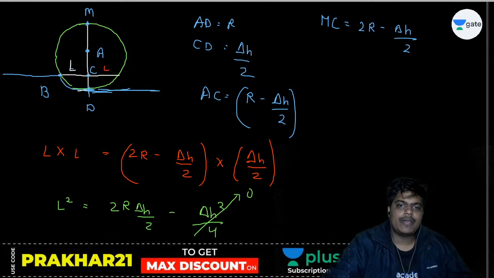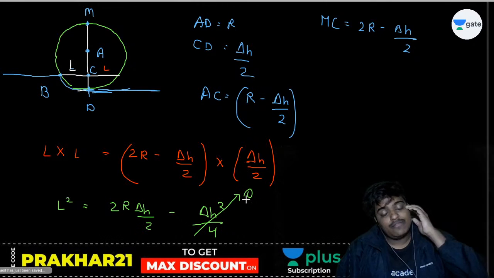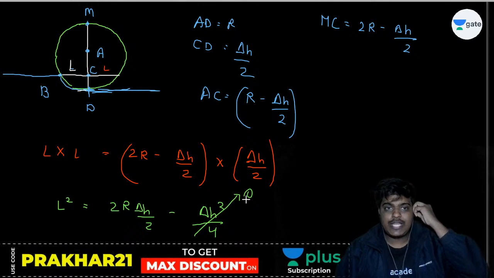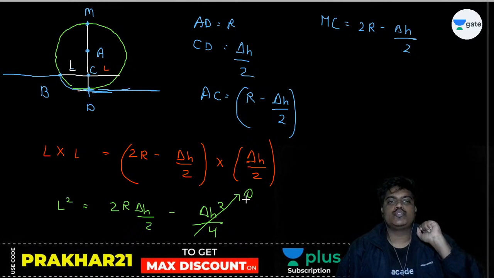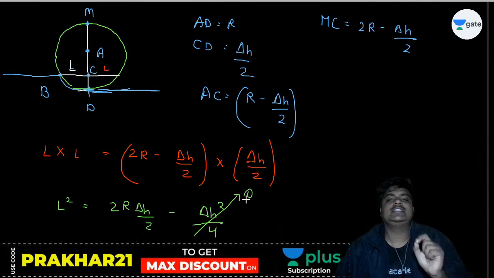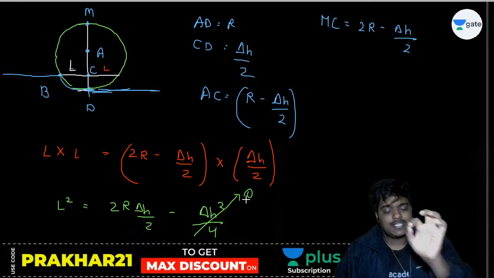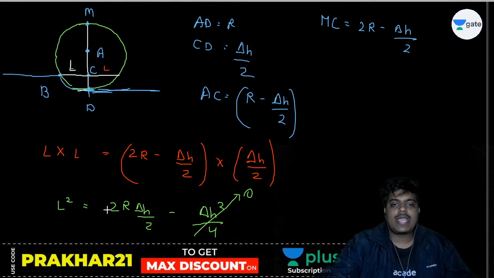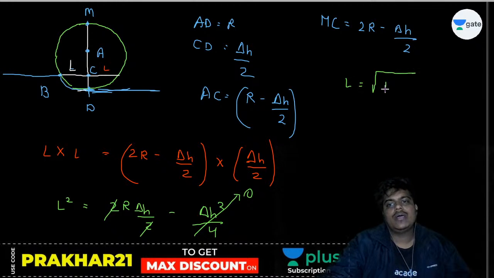अब this value will become 0 because del H square will be very small. Because initially only we are considering del H to be small. All this analysis is happening only and only when del H is small. If del H is small, del H square will be very small. So can you say this thing? That is the contact length L. BC is equal to L. This is root over R del H. When del H is very small, then only this value is valid.